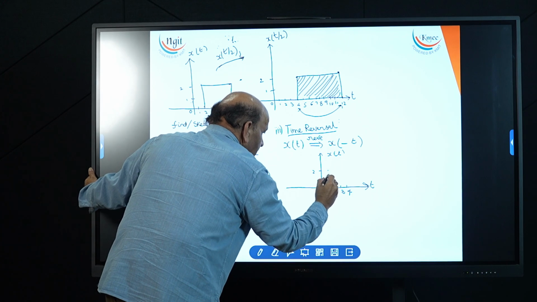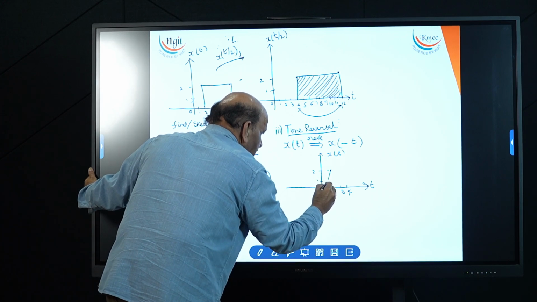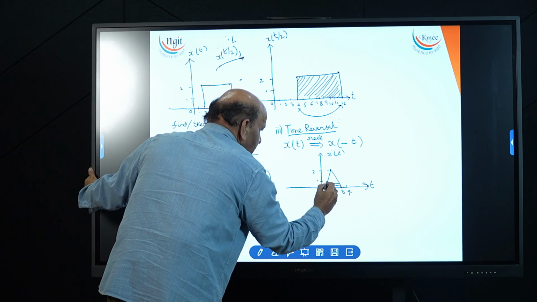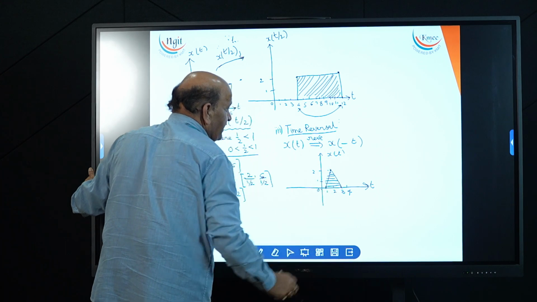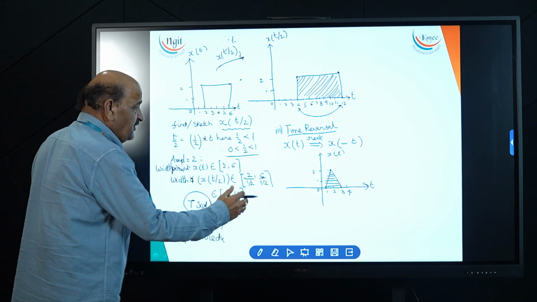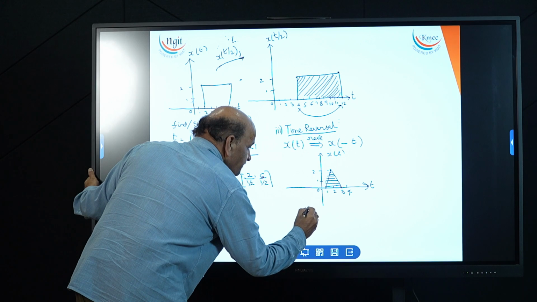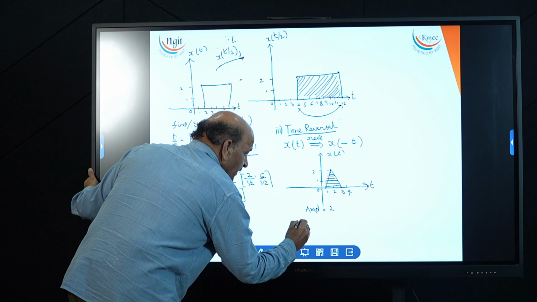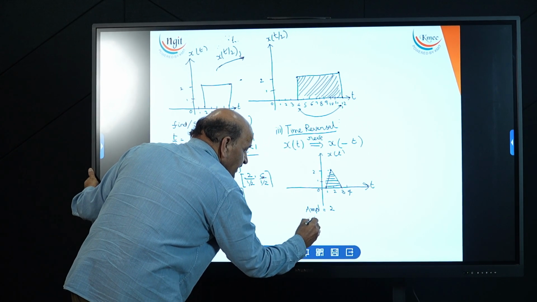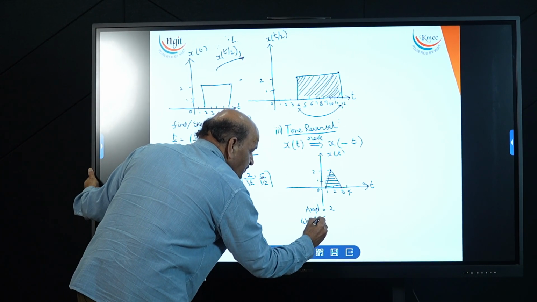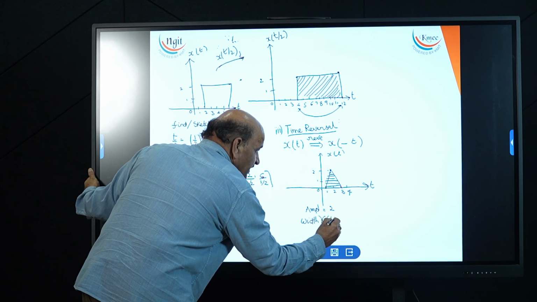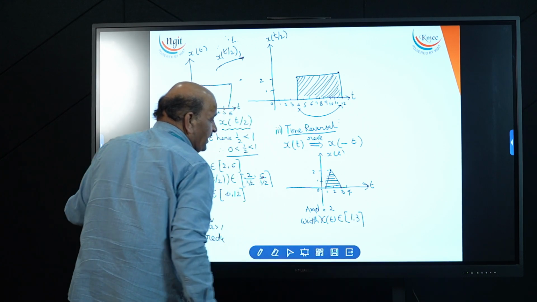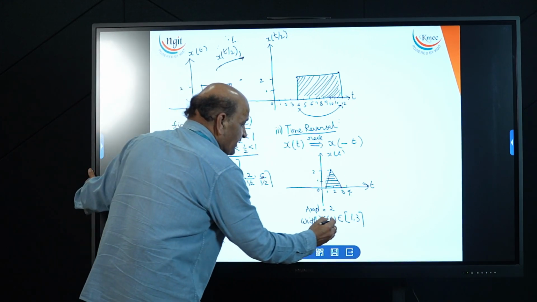Now, there is a signal. What is this signal? This is the signal. For this signal, what is its amplitude? Its amplitude is equal to 2. But what is the width of this signal? The width of the signal is x of t belongs to 1, 3. That is the width of this signal.